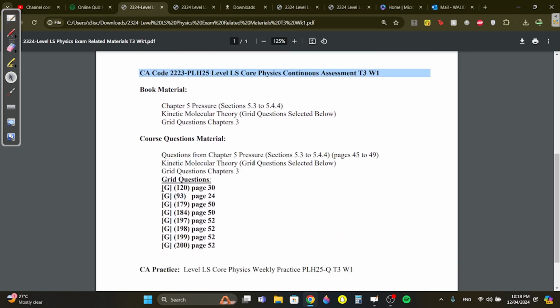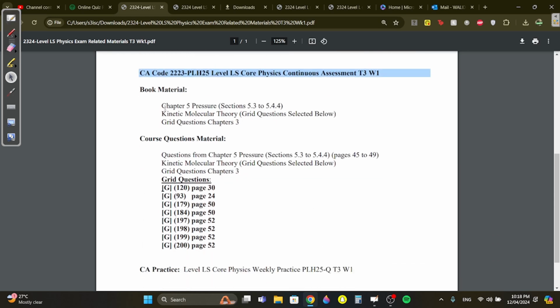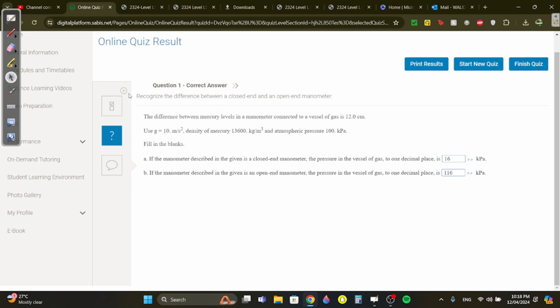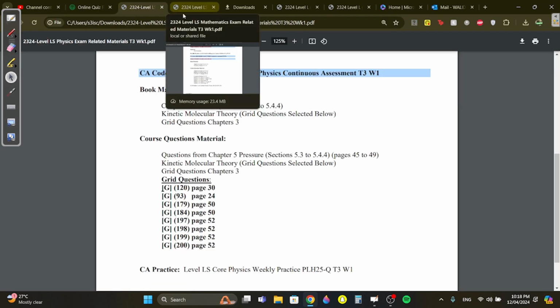Anyway, that's enough talking. For the material, it's chapter 5. This is easy, the pressure chapter, it was in the final. But there's also kinetic molecular theory, it's chapter 6. For the most part, it's very easy, and it's just PV equals nRT, and I'm sure you guys are all familiar with PV equals nRT from chemistry.